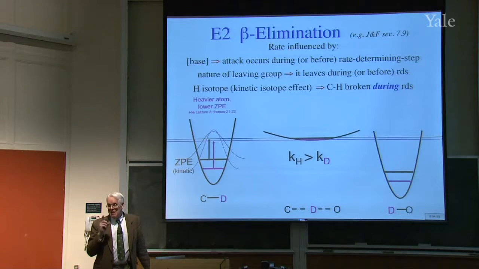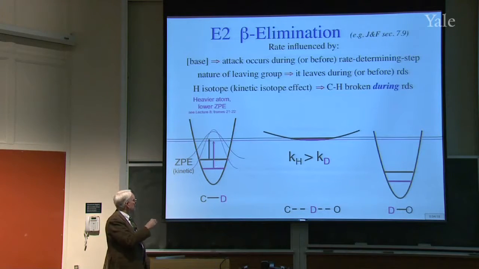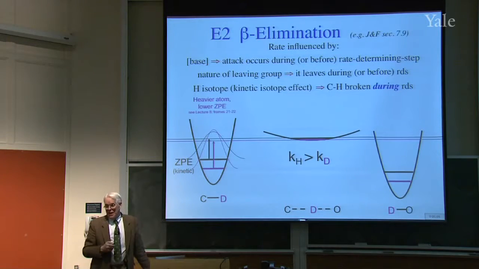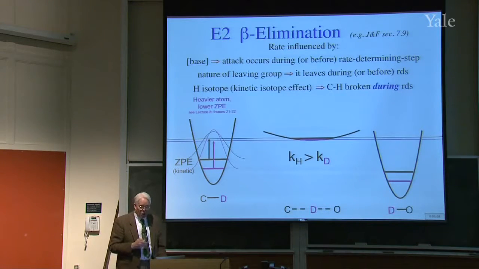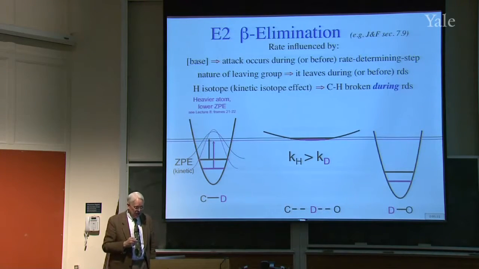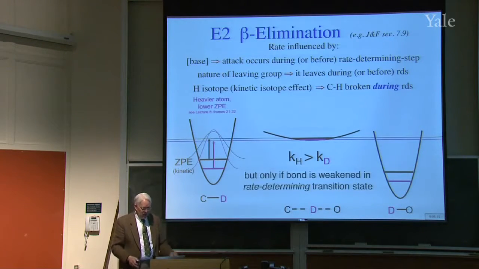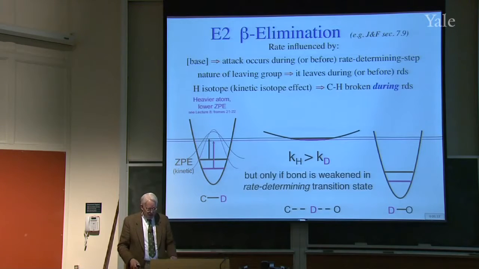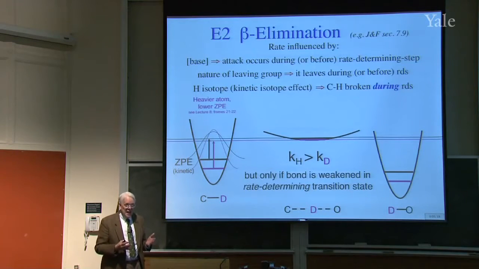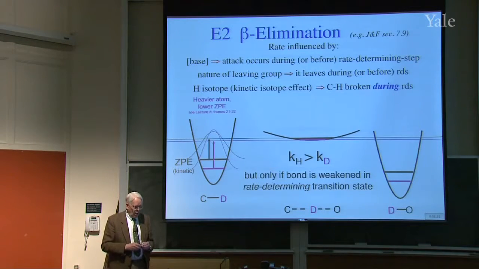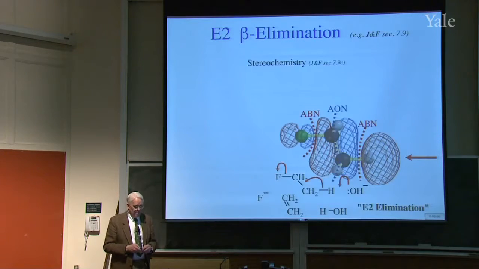If that's not the rate limiting step, if it happens before this or after this, right, then you don't have the difference between hydrogen and deuterium. It's only when the hydrogen is being broken away during the transition state, during the rate determining step, that you can see it. So you get that difference in rates, the so-called kinetic isotope effect, only if the bond is being weakened in the rate determining transition state.